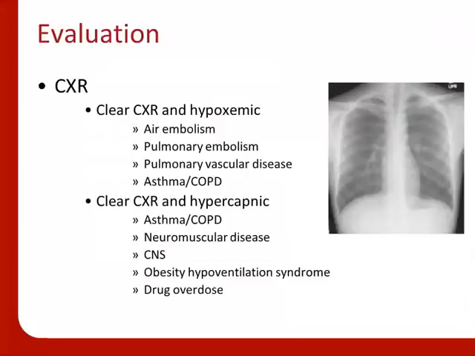So somebody who has a clear chest X-ray and is hypoxic, the differential is a little bit smaller. Asthma and COPD are probably the most common ones. Pulmonary vascular disease and pulmonary hypertension can do this. Pulmonary embolism and air embolism are not as common, but certainly they can give you respiratory distress with a clear chest X-ray. If they have a clear chest X-ray and they're hypercapnic, you worry more about asthma and COPD, but you also have to think about neuromuscular disease, CNS lesions, obesity hypoventilation, or overdose, anything that's going to affect the pulmonary bellows.